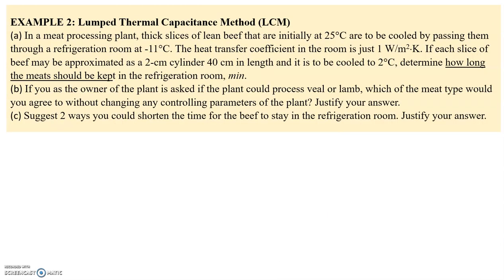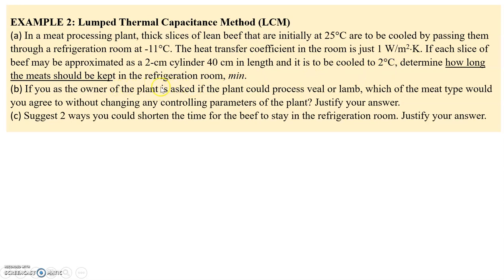Now, for example 2, in the heat transfer analysis, transient problem, again the lump thermal capacitance method. This time, again dead bodies, but this time is meat. In a meat processing plant, thick slices of lean beef that are initially at 25 degrees C are to be cooled by passing them through a refrigeration room at minus 11 degrees C. The heat transfer coefficient in the room is very low, 1 watt per meter squared per Kelvin. Now, if each slice of beef may be approximated as a 2 cm cylinder, 40 cm in length, and then it is to be cooled to 2 degrees C, determine how long the meats should be kept in the refrigeration room in minutes.